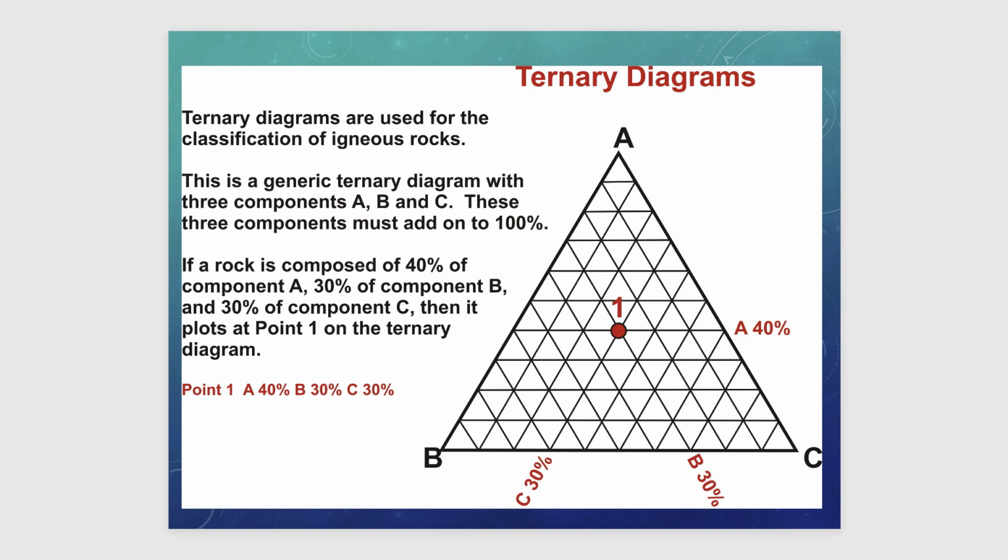So this is a generic ternary diagram, okay? We have used simple letters A, B, and C, and these are the end member compositions. So if you are on this corner, you basically have 100% of B. If you are here, 100% of A, and here is the same, 100% of C. So what happens is that usually you look at the edges of the ternary diagram, and while you move away from a node, you lose percentages of that node.